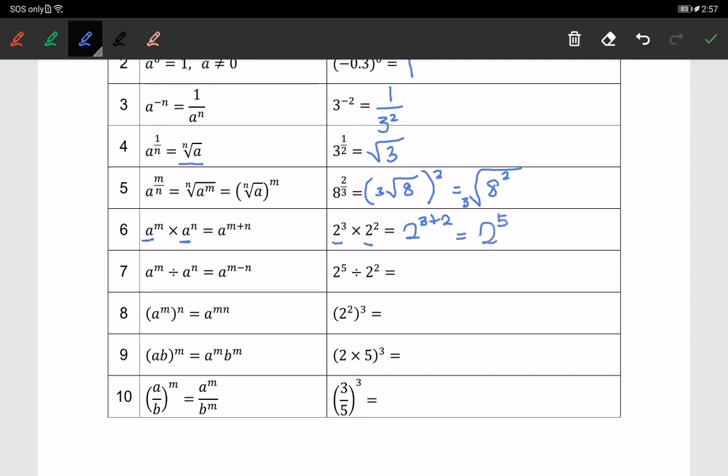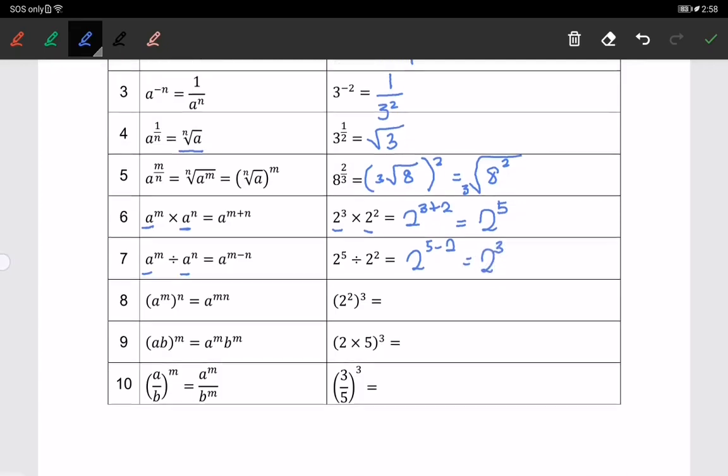Right, look at the seventh property. When we have a to the power of m divided by a to the power of n, again, if you have the same base here, it is equivalent to a to the power of m minus n. So therefore, 2 to the power of 5 divided by 2 to the power of 2 is equivalent to 2 to the power of 5 minus 2. So this is equal to 2 to the power of 3.